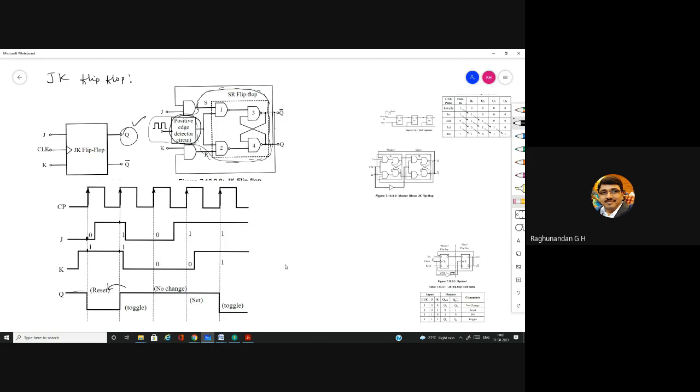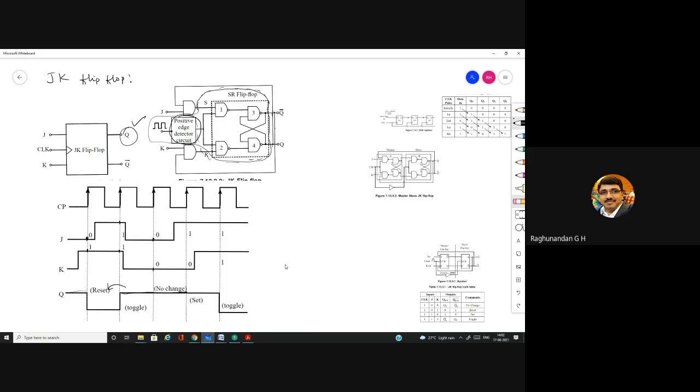Next, again, it is going to check at the rising edge. In the rising edge, we can observe that J and K are equal to 0, 0. As we know, when J and K are both 0, 0, it is termed as the no change state. So when it is in the no change state, it is going to retain the same high level continuously.